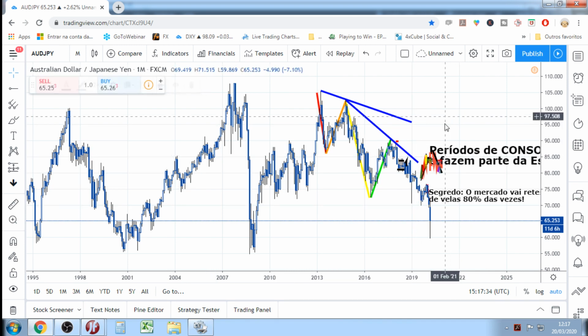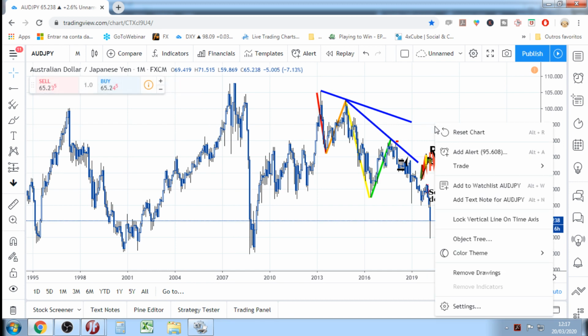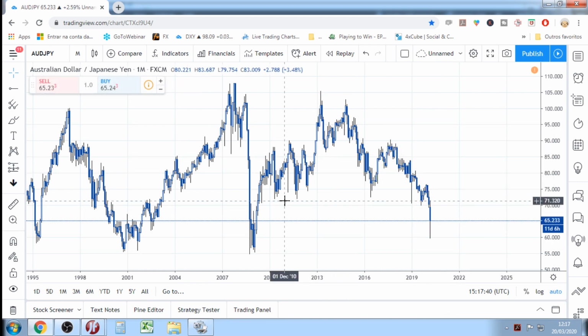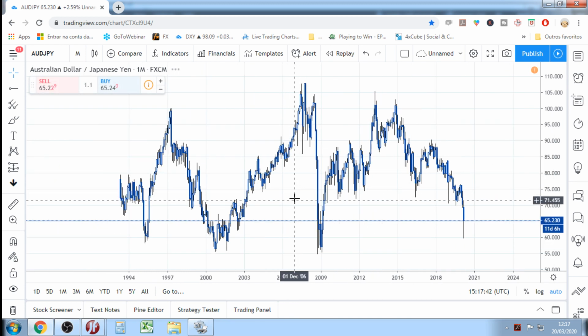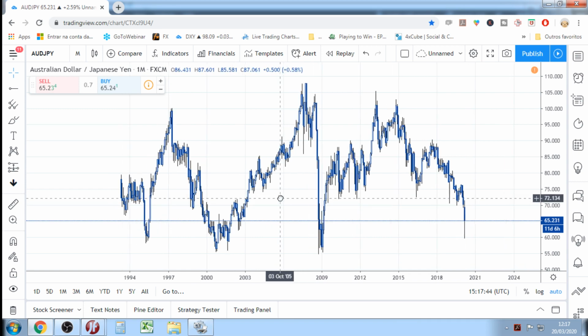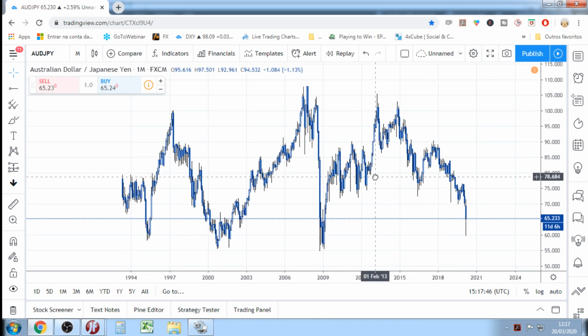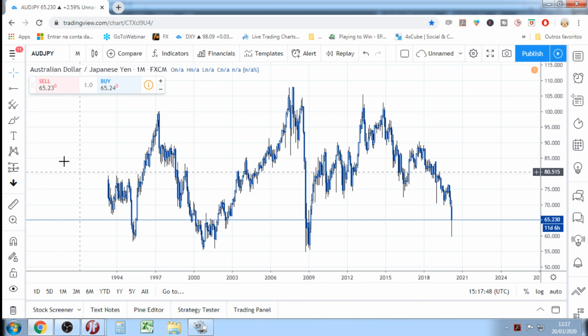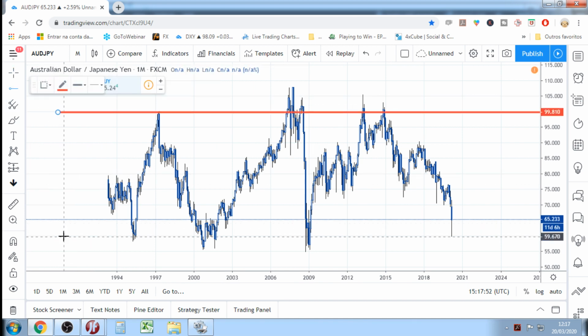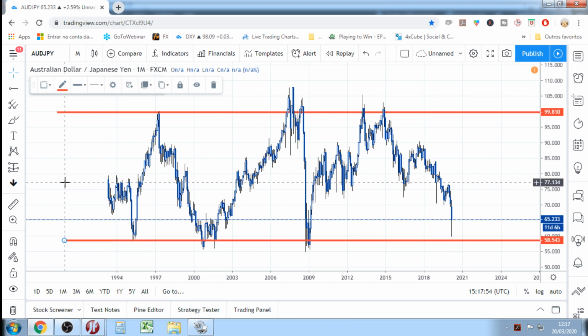Okay, let's clean and remove drawings. There you go. Okay, monthly chart. TradingView has more history, but as you can see, everybody, again, the market is locked. See?